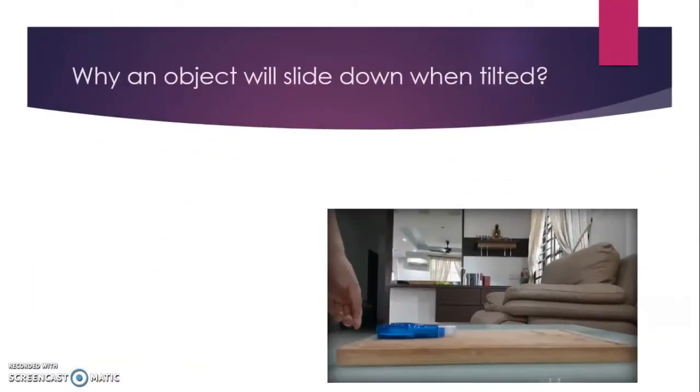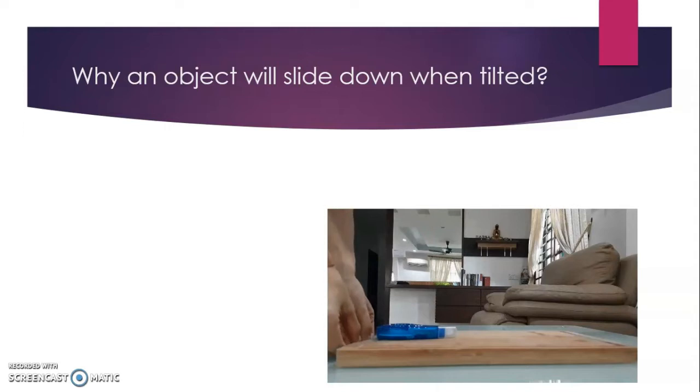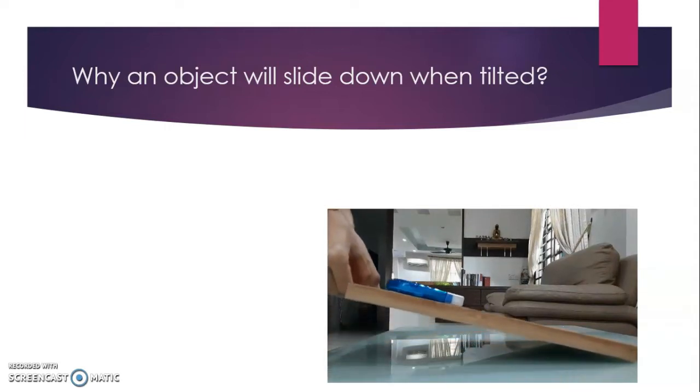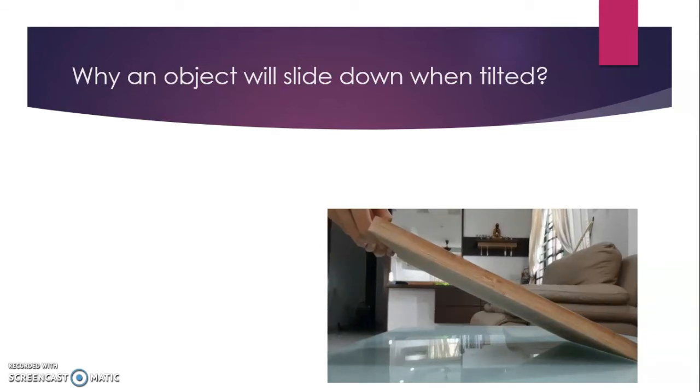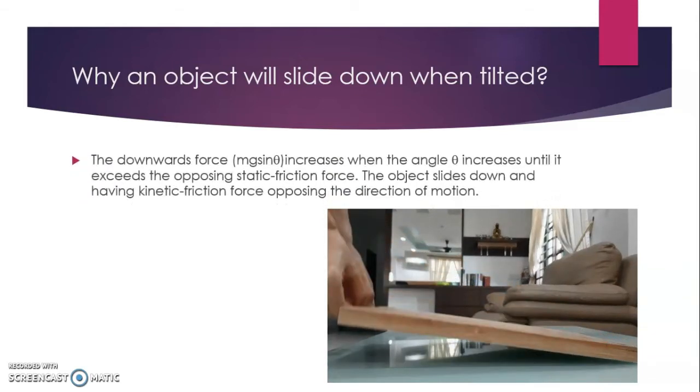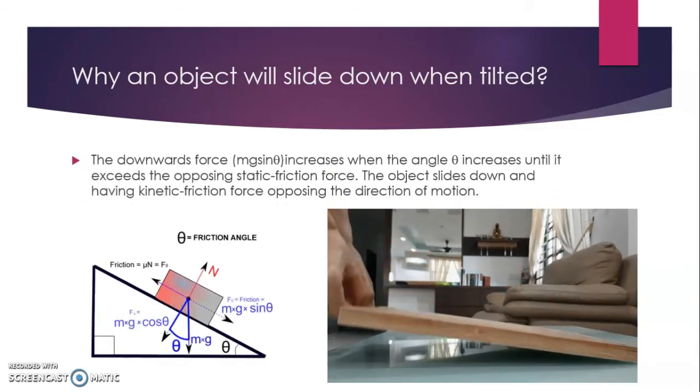Now we have a question: why will an object slide down when tilted? Let's see the video for an example. From the video, we could see that as we increase the tilt, the object initially does not move, but finally, at a certain angle, the object starts to slide down.